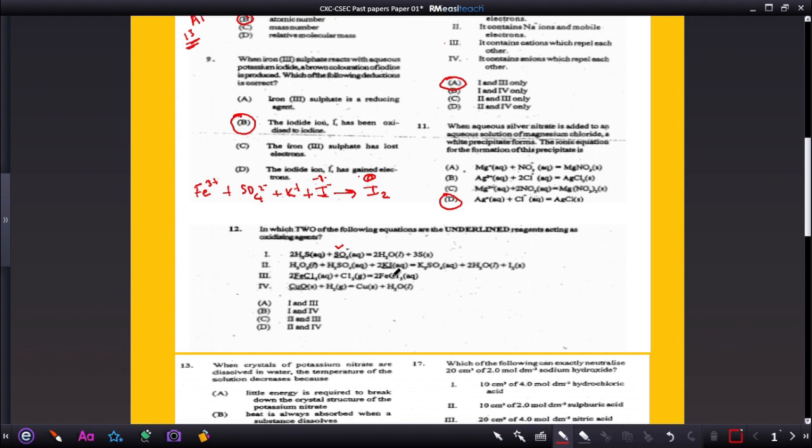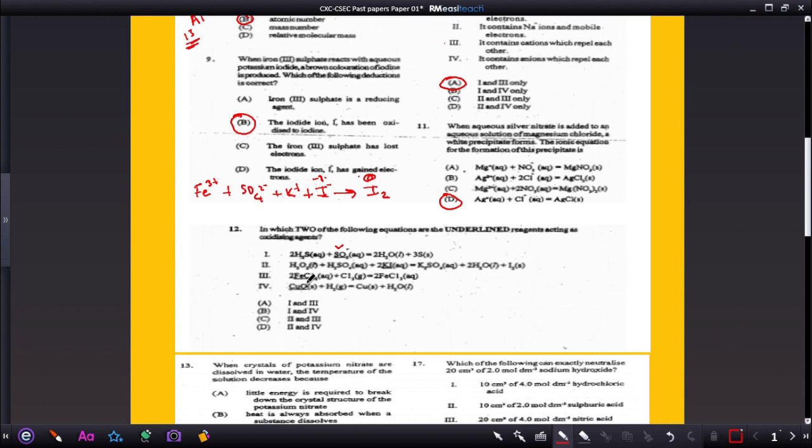Potassium iodide. The potassium ion is still the potassium ion over here, but the iodide ion was oxidized. So the iodide ion itself was oxidized, so it is not acting as an oxidizing agent. Something else caused the iodide ion in potassium iodide to oxidize. Since it is underlined, and we are looking at those that are underlined, we have to rule out potassium iodide.